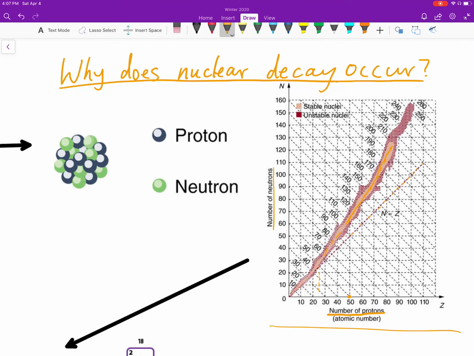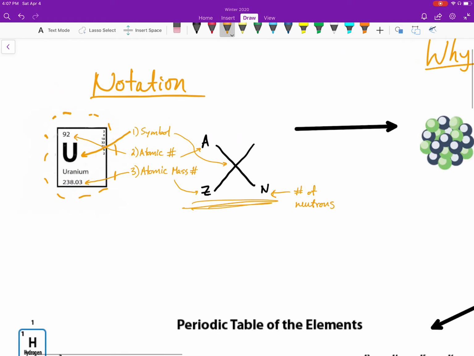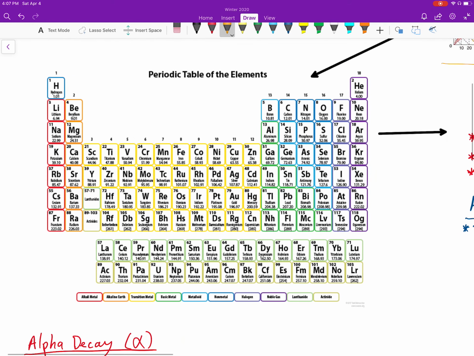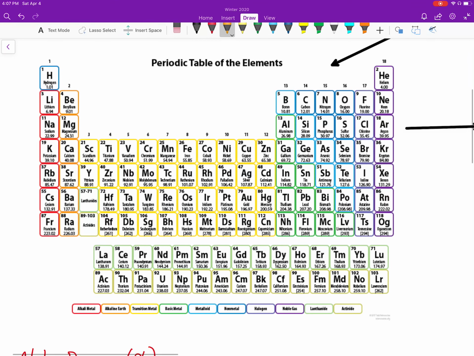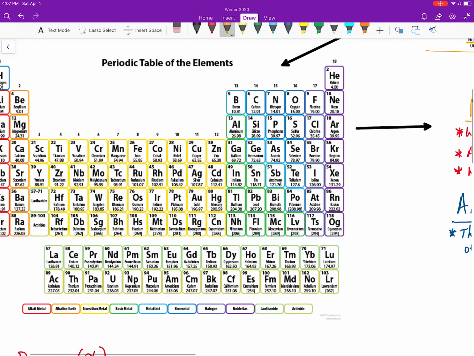There are a couple of different ways that elements decay, and we'll find how that happens today. We'll explore that. The periodic table, we're all familiar with this. It just defines all the elements, and we'll refer back to it regularly, okay? But this format is crucial to understanding how elements actually decay.